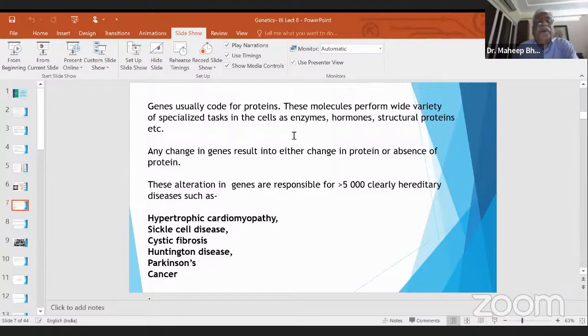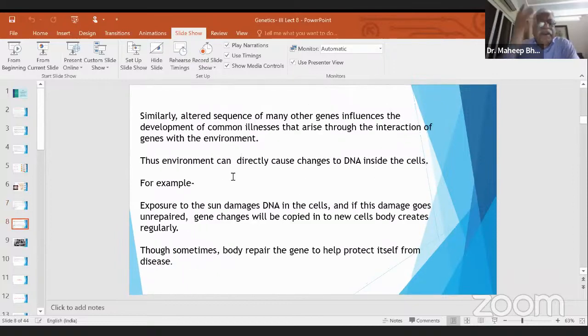As we said, genes are responsible for synthesizing proteins, which may act as enzymes, hormones, or structural proteins. So any change in a gene can result in a change in a protein or absence of a protein, because if the gene is not functioning properly, the protein will not be synthesized. Either the change in protein structure or the absence of protein causes various types of disease in our body. There are about 5,000 clearly hereditary diseases, some of which I am naming here: hypertrophic cardiomyopathy, related to the heart, sickle cell disease, cystic fibrosis, Huntington's disease, Parkinson's, cancer, etc. I cannot write down the large number of names here, but these are examples of diseases passed from one generation to another.